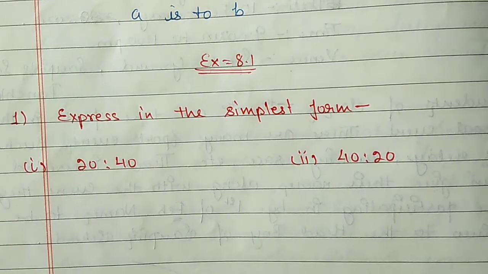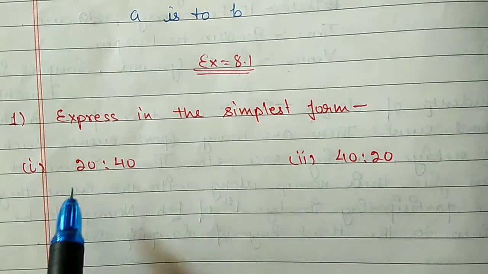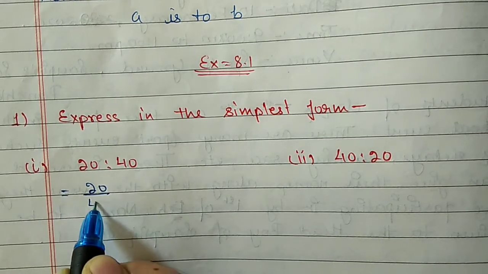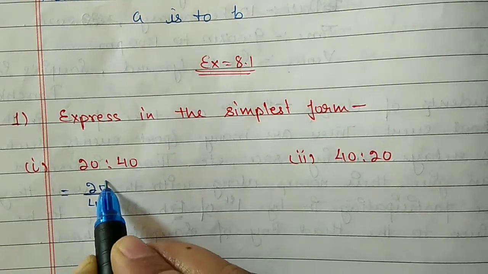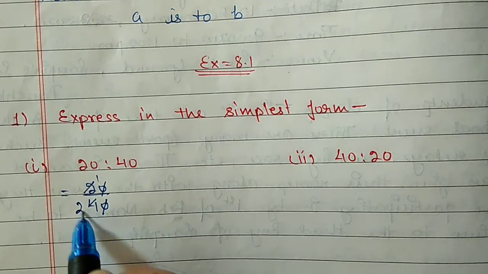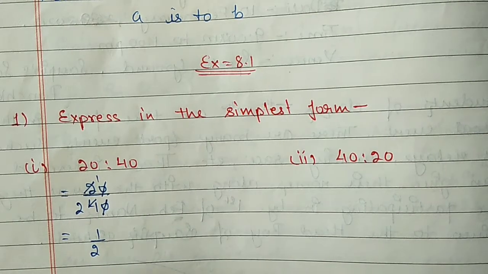Now we will start exercise 8.1. First question. Express in the simplest form. Simplest form means nothing should be common in numerator and denominator. So 20 ratio 40 we can write as 20 divided by 40. And do the cancellation. 0 to 0 we can cancel. 2 1s are 2 and 2 2s are 4. So finally we are getting 1 by 2 or 1 is to 2.